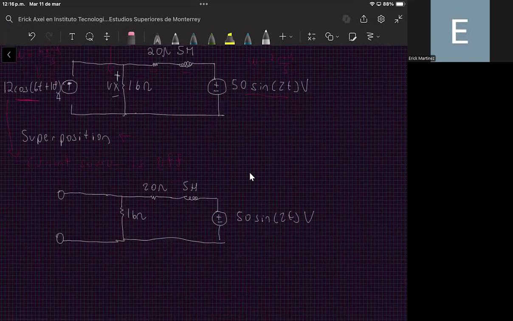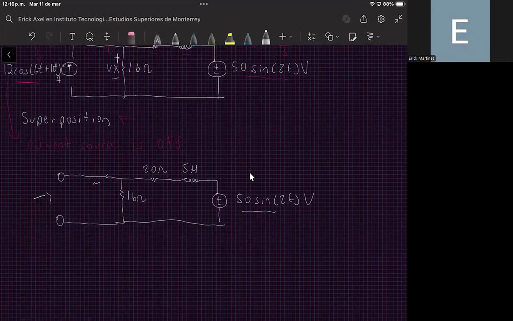Since here we have an open circuit, there is no current flow. In fact, we can remove all this part, because there will not be current flowing through this part of the circuit, since the resistance is infinite. What we can do is to analyze the voltage contribution of this voltage source to the 16 ohm resistor. I will label the voltage in the 16 ohm resistor for this circuit, in which we are assuming that the current source is off, as Vx1.